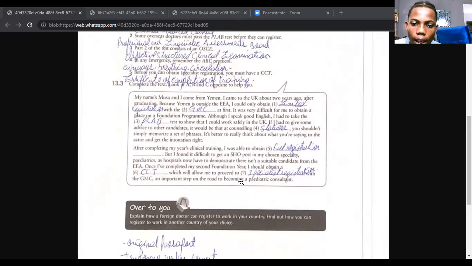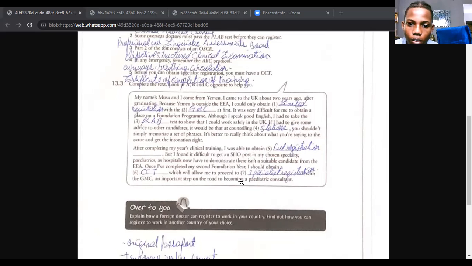My name is Musa and I come from Yemen. I came to UK about 2 years ago after graduating. Because Yemen is outside of EEA, I could only obtain limited registration with the GMC at first. It was very difficult for me to obtain a place on a foundation program, although I speak good English. I had to take the PLAB test to show that I could work safely in the UK.